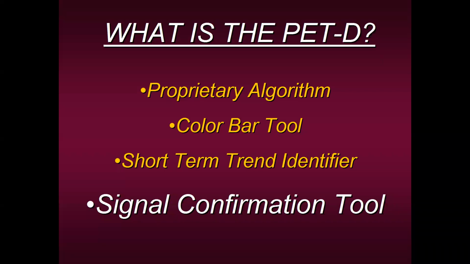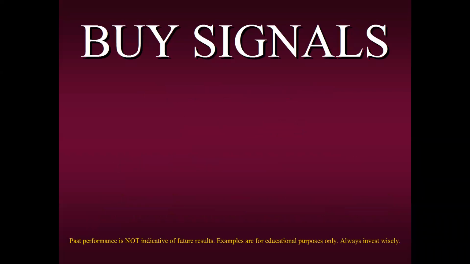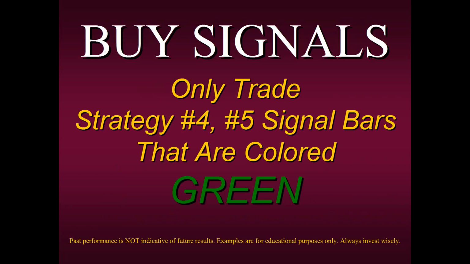Here is the formula. For buy signals, only trade strategy 4 and 5 buy signals that are colored green. In other words, the bar needs to be colored green. There's going to be a little green arrow that identifies the signal, and that bar must be colored green by the PET-D. Now that can be an up day or a down day. Makes no difference. It needs to be colored green though.